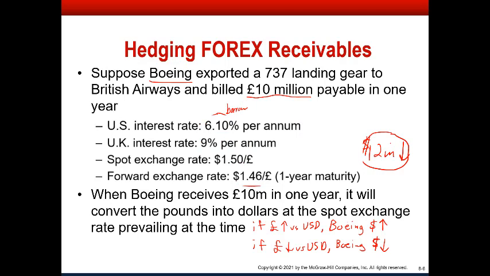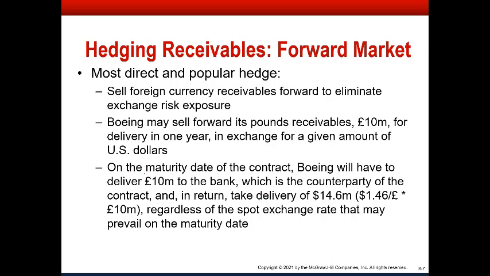Now, forward here is trading at a little bit of a discount to spot, but at least Boeing knows that if they lock in this forward exchange rate right now, they won't have to worry about the pound falling anymore. Because if the pound does fall to $1.40 or $1.30, Boeing knows that they've sold it for $1.46 and they'll be covered. All right, so Boeing delivers 10 million pounds to the bank or the counterparty for the forward contract, and they take delivery of $14.6 million. So they've locked that in regardless of wherever the spot exchange rate might go.